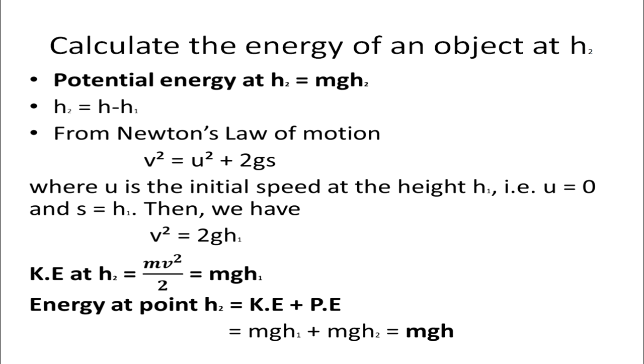Then putting these values in the above equation, we get v square is equal to 2gh1. Therefore, the kinetic energy at h2 is equal to mv square by 2 equal to mgh1. We got this by putting the value of v square equal to 2gh1. Therefore, the energy at point h2 is the sum total of kinetic energy plus potential energy, which is equal to mgh1 plus mgh2 equal to mgh.